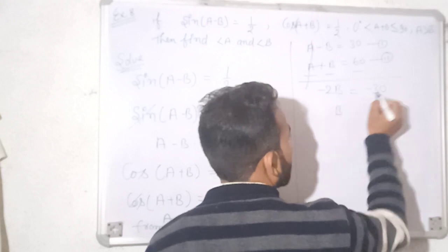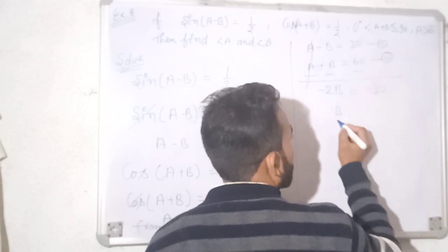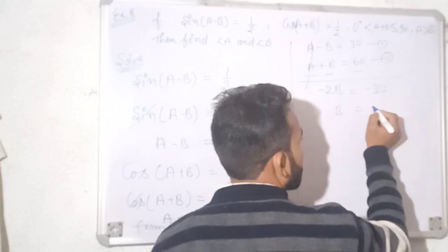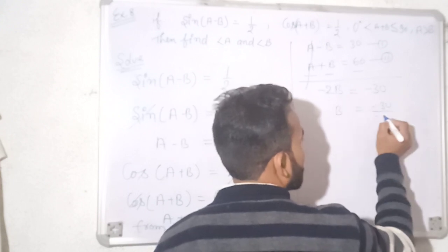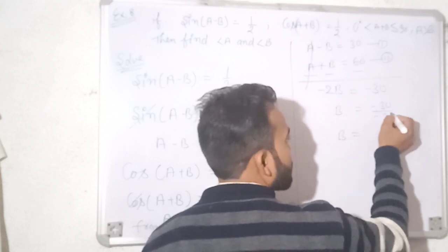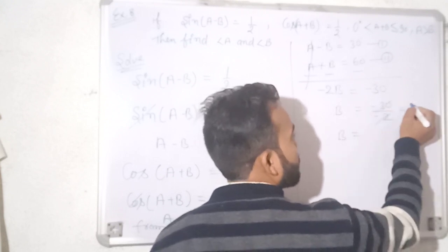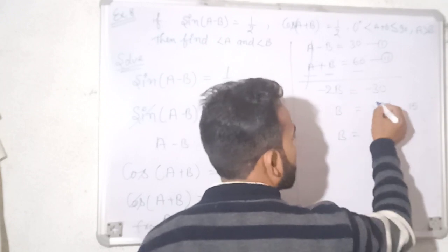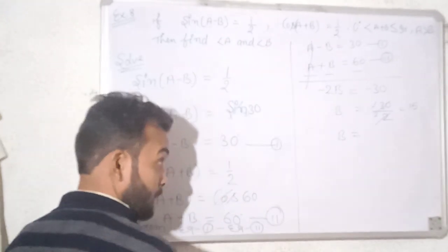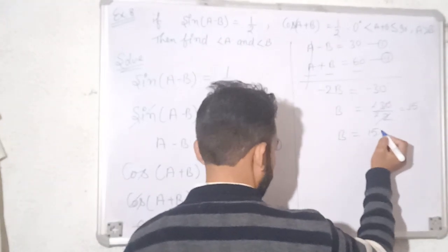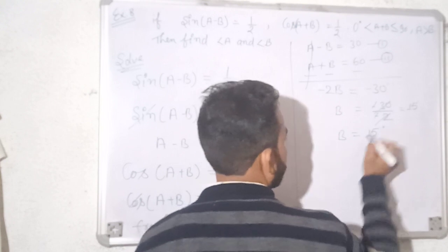B is equal to, it will be transferred from left to right and becomes minus 30 upon minus 2. B is equal to 15 degree. The minus will cancel out with the minus, and the answer is only 15. So B is equal to 15 degree.